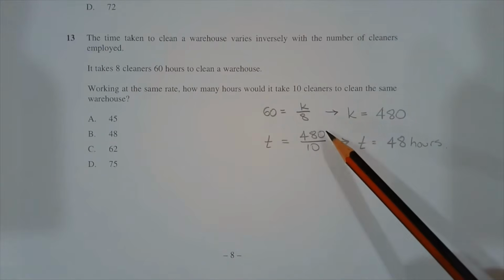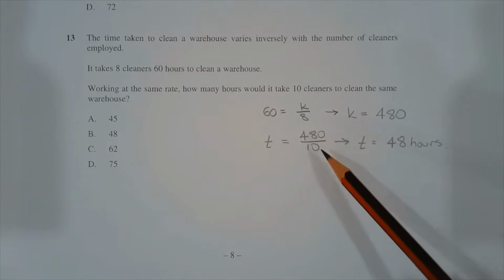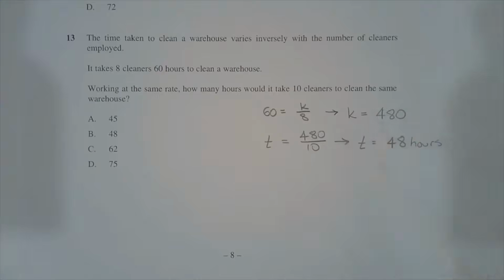T is equal to 480 divided by 10, now that we have the value of k, and 480 divided by 10 is equal to 48. So it would take 10 cleaners 48 hours to clean the warehouse at the same rate. So therefore the answer is option B.